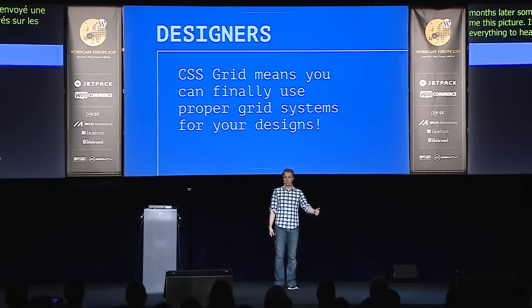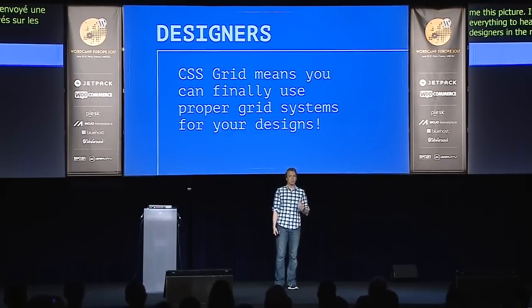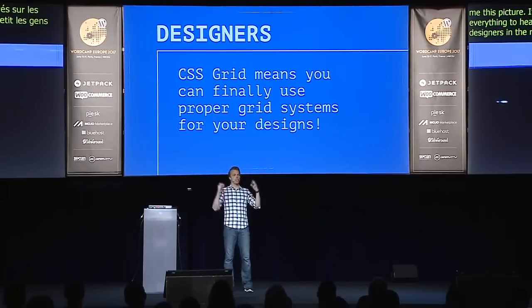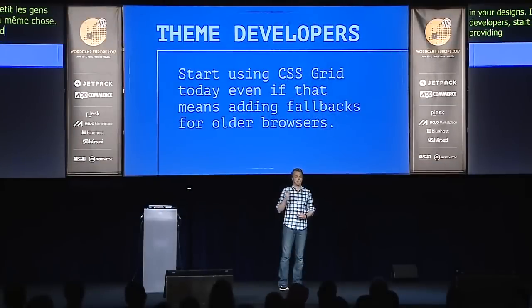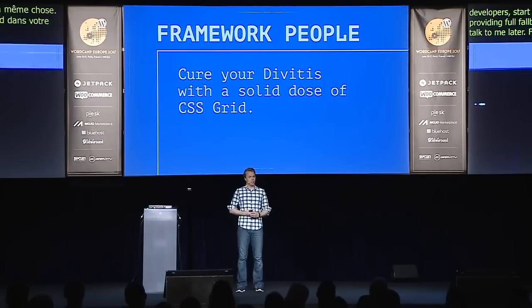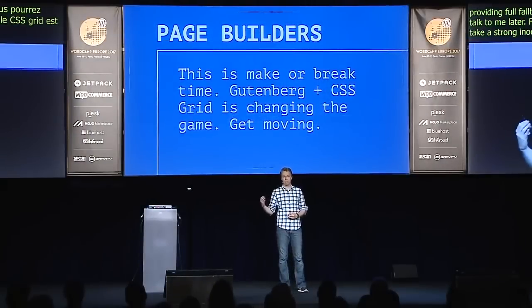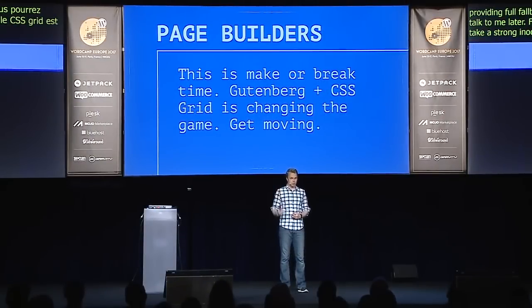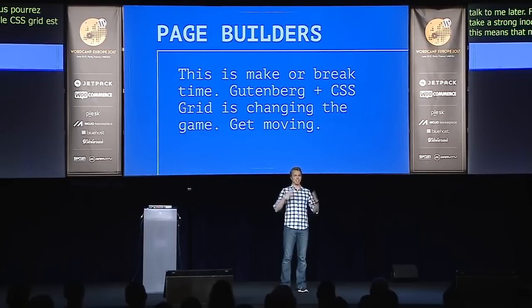So designers in the room, CSS Grid means you can finally use proper grid systems in your designs. And it also means design in the browser is now really easy. Theme developers, start using CSS Grid today in all your work, even if it means providing full fallbacks for everything you do. I have links for that if you want to talk to me later. Framework people, CSS Grid cures your divitis. So you should take a strong inoculation right now. Page builders, this is make or break time. CSS Grid plus Gutenberg and WordPress means that most of what page builders does will be handled inside WordPress itself.